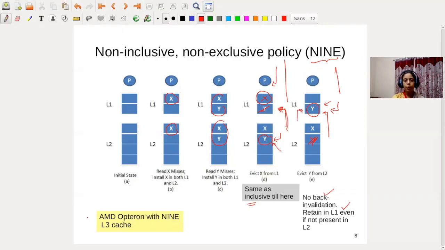So this is again followed by AMD in their L3 cache. They followed a non-inclusive, non-exclusive policy. Again, not all processors by AMD will follow a certain policy. Some of them might follow an exclusive and some of them might follow this 9 policy.